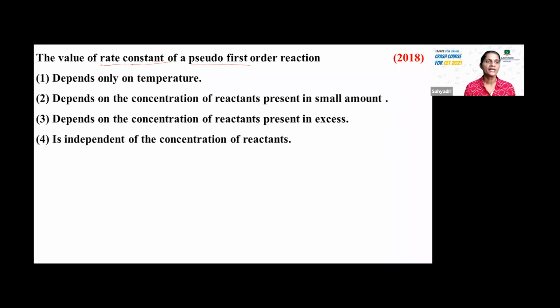The rate constant of a pseudo first order reaction depends on temperature and how we write the stoichiometric equation. So it is independent of the concentration of the reactant is also correct here. I think that year they have given 2 options or something. So it depends only on temperature and the stoichiometry. Yes, both 1 and 4 can be the answer here, because the rate constant doesn't depend on the concentrations. Clear?